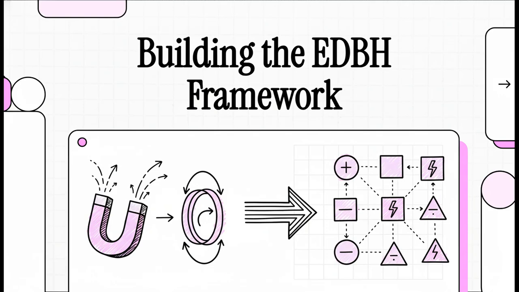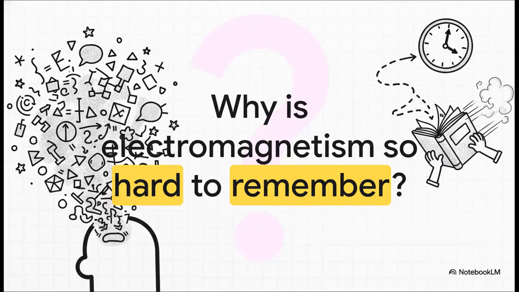So, if you've ever studied electromagnetism, you know it can be a beast. You learn all these equations, and then, poof, they're gone a week later. Today, we're going to show you a better way. A way where a deep, systematic understanding is actually, believe it or not, the fastest path to really getting this stuff. So why is this stuff so hard to remember?